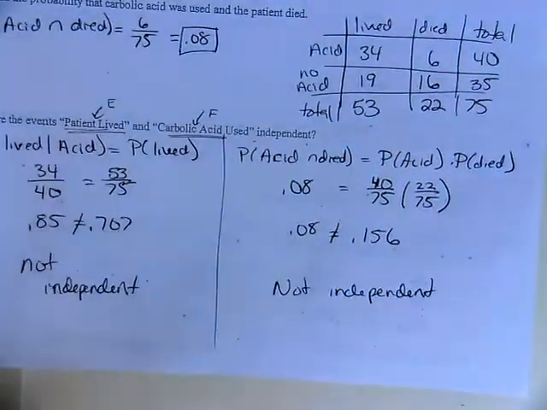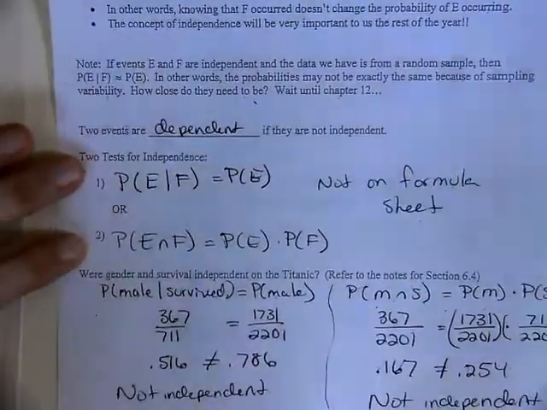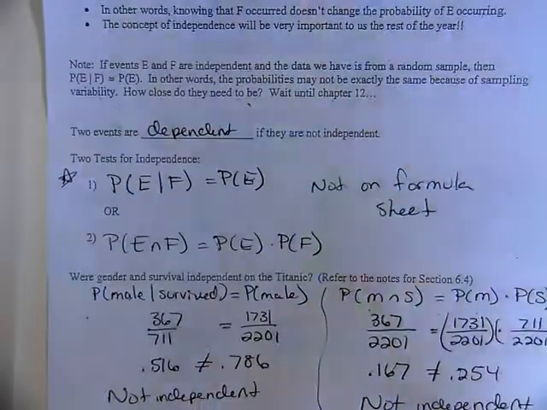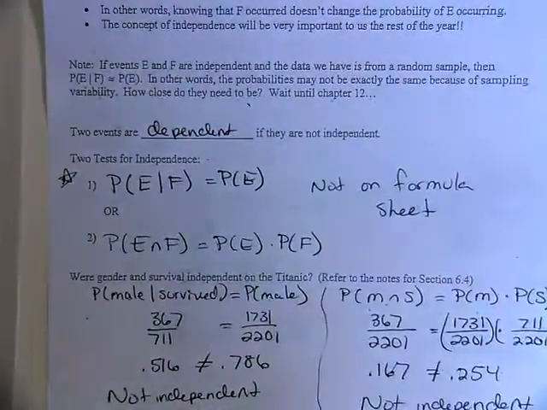Okay. So independent rules are, like I said, the biggest thing is to know both of them and to make sure you know how to use that and how to prove things are independent or dependent.